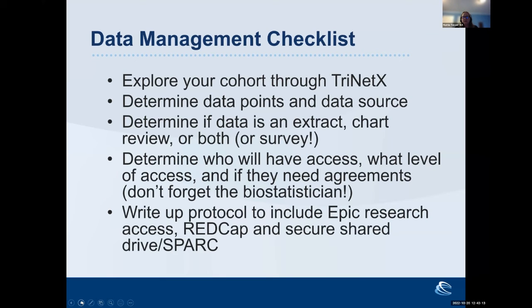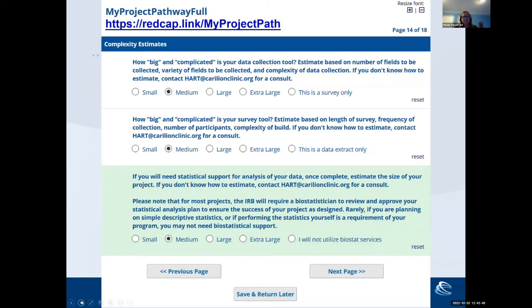Also, you want to determine who's going to have access, what type of access they need, if they need agreements in place, and don't forget about the biostatistician. If you do have an external biostatistician, you will likely need to add them to the protocol as well, so don't forget about that. And then you'll write up your protocol to include Epic Research access if it's a research project needing chart review, REDCap, the secured share drive, and Spark, using the language that we gave you for all of that. My team can help you with all of this all the way through. That's what we are there for.